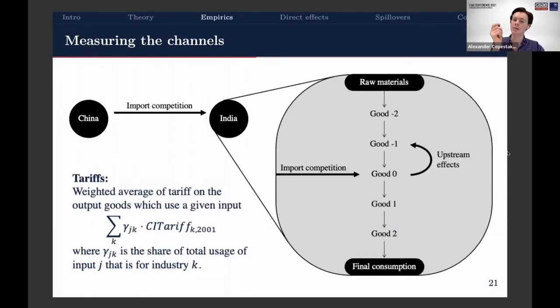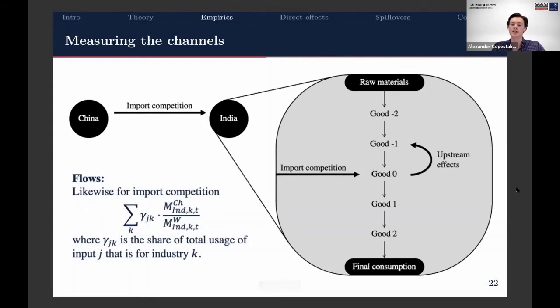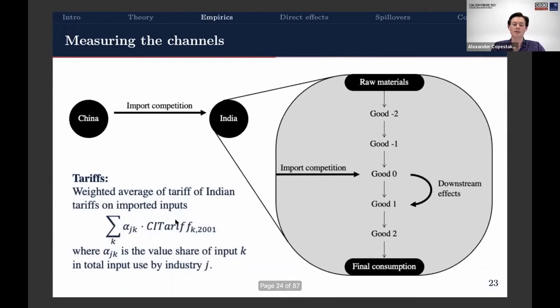Then it gets slightly more complicated to measure the last two channels. So for this import competition coming in here, I'm going to want to derive a measure of the upstream effect of that on good minus one. So what I'm going to do is take a weighted average of all the tariffs on the output goods which use good minus one as an input. And this gamma parameter is just going to come out of the input-output table. Likewise, applying exactly the same for flows, for downstream, exactly the same interpretation, but the other way around.